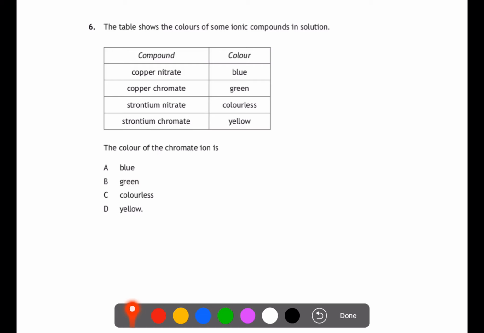We can confirm this by looking at copper nitrate. Nitrate has no colour and copper must be blue. When we then mix together our copper and our chromate, we have the blue and the yellow to give us green. So the answer here is that the chromate ion must be yellow.